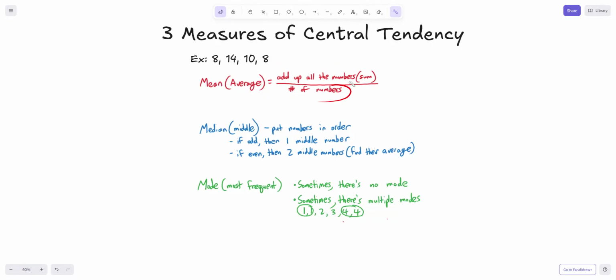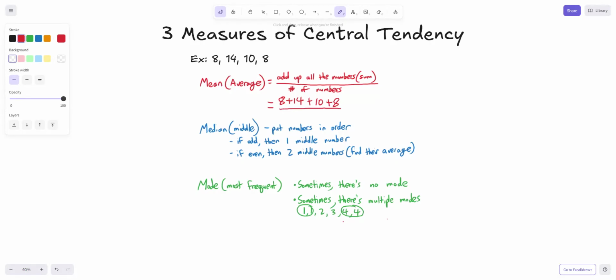So to calculate the mean here, we would add up our numbers, which is 8 plus 14 plus 10 plus 8, or find the sum of these four numbers. Then we would divide by 4 because there's a total of 4 numbers. These four numbers add up to 40, and then we divide by 4. So we know our mean is 10.